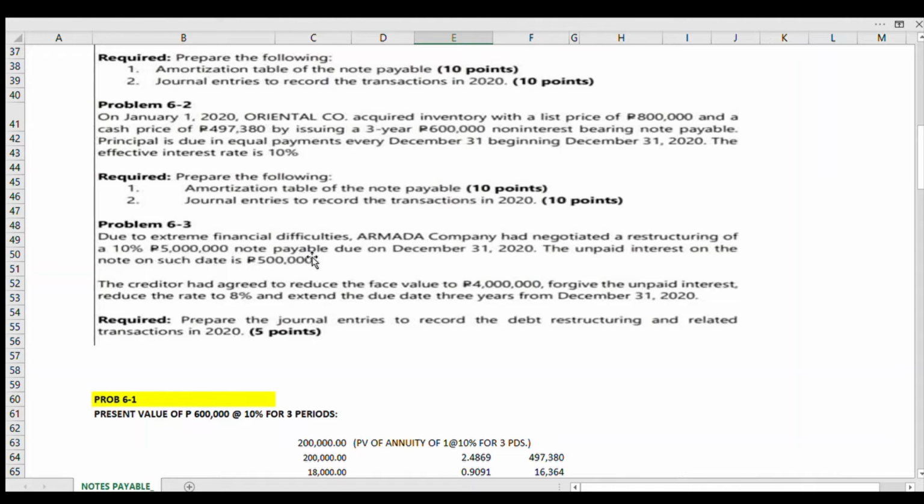Due to extreme financial difficulties, Armada Company had negotiated a restructuring of a 10%, 5 million notes payable due on 31st of December 2020. The unpaid interest on the note on such date is 500,000. Okay, that is based on the 10% nominal interest. The creditor had agreed to reduce the face value to 4 million, forgive the unpaid interest, and reduce the rate to 8%, and extend the due date 3 years from the December 31st, 2020. Required journal entries and the debt restructuring procedures, and related transactions in 2020.